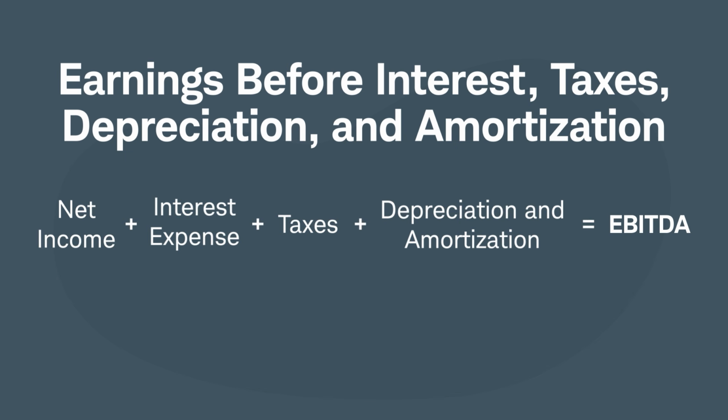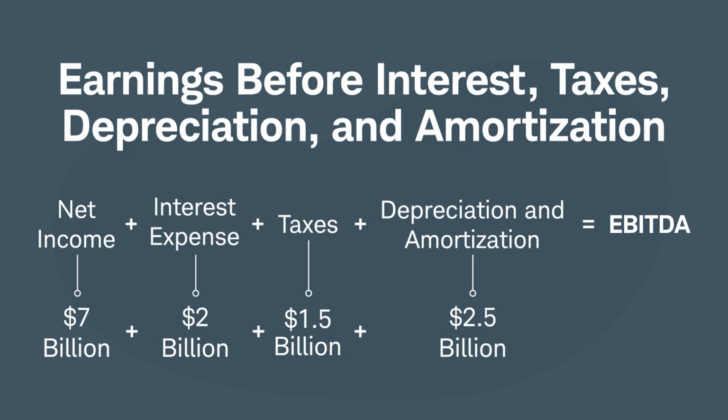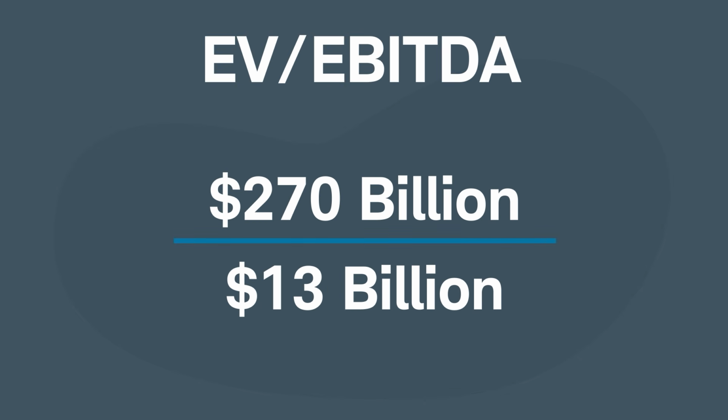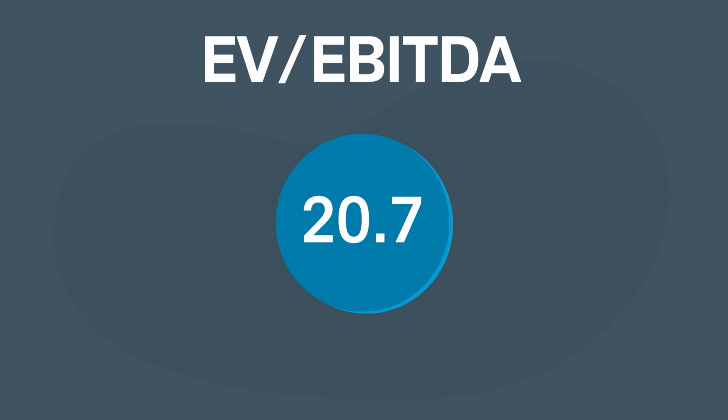To calculate EBITDA, start with earnings or net income and add back the taxes, interest expense, depreciation, and amortization, which in this example leaves us with an EBITDA of $13 billion. Finally, divide the EV of $270 billion by the EBITDA of $13 billion for a ratio of 20.7.